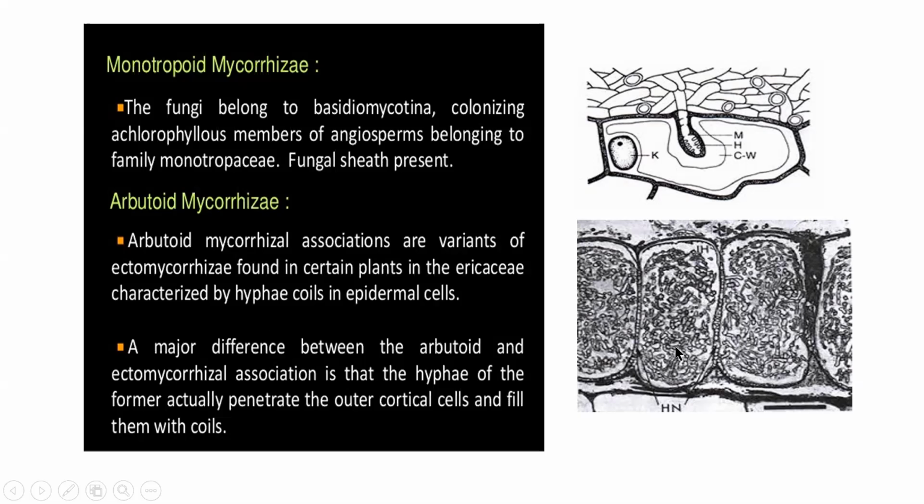You can see hyphal coils on the inside of the root epidermis. See, it is a kind of ectomycorrhiza because it is found only in the root epidermis. It doesn't penetrate the cortex. Only if the fungal hypha penetrates the cortex of the root is it called endomycorrhiza. If it is found only in the epidermis, it is a kind of ectomycorrhiza only. The hypha penetrates the outer cortical cells. It enters the epidermis and restricts itself to the outer cortical cells, and it fills the cells in the form of hyphal coils. So it is called arbutoid mycorrhiza.